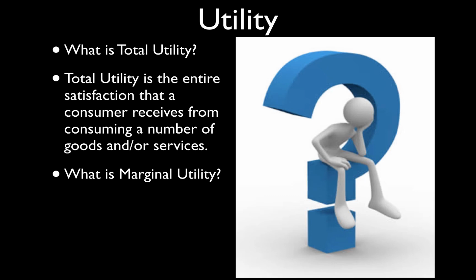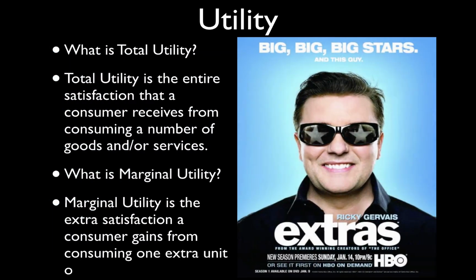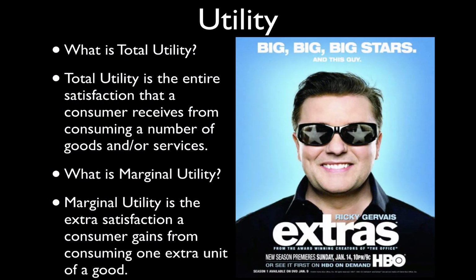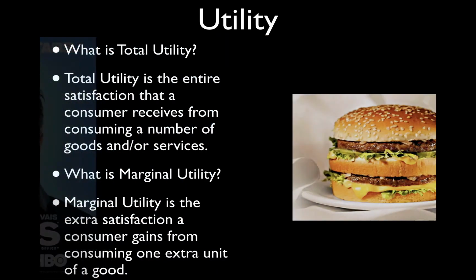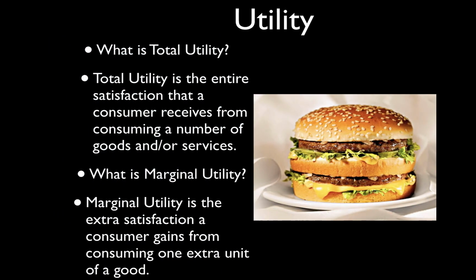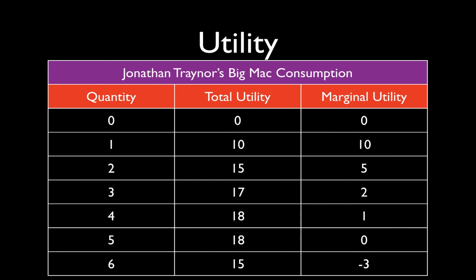So I suppose we've already mentioned marginal utility, so I better define it. Marginal utility is the extra satisfaction that a consumer gets from consuming one more unit of a good. So it's the extra happiness that a consumer gets. And in this case, we're going to talk about Big Macs, and then we're going to joke about my Big Mac consumption in one sitting.